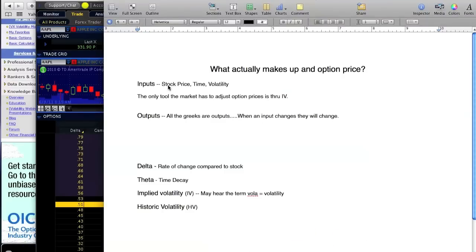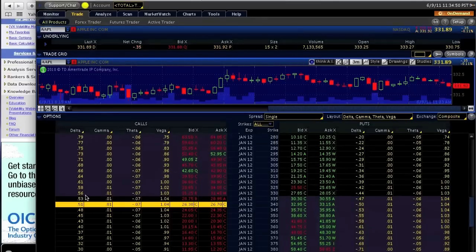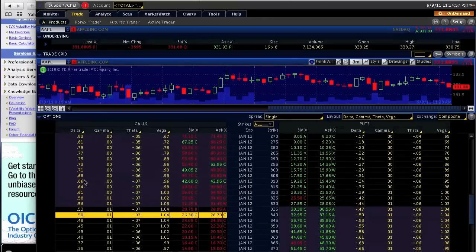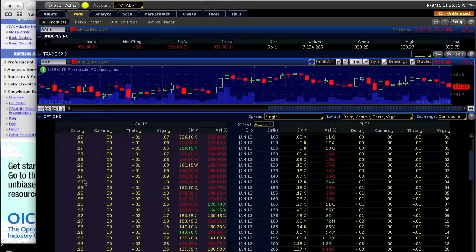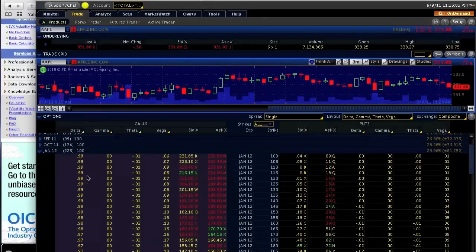One of those would be stock price. So if Apple changes, then this will change. And the deeper this goes into the money, the more you can see it'll go with the stock. It'll start trading closer to one-for-one. An option can never be 100 delta.